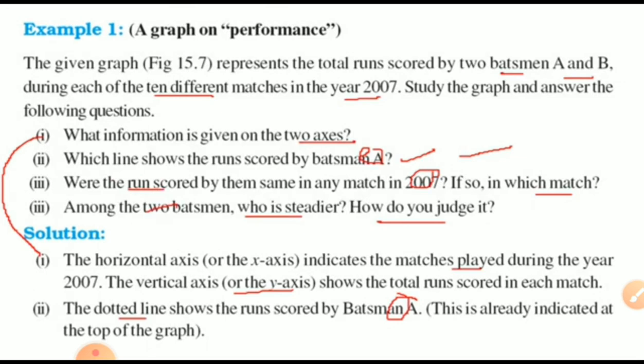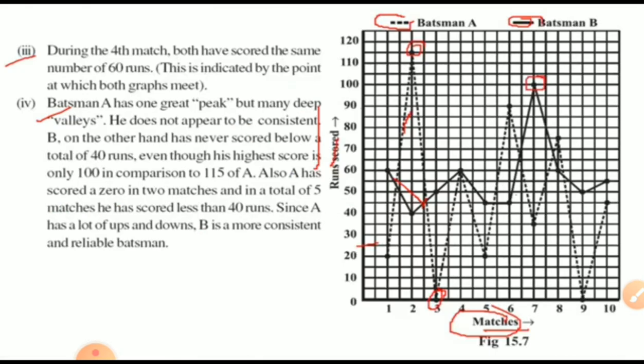Look here once again at questions 1, 2, 3, 4. The third question: runs scored by them the same in any match. During the fourth match, can you see? Both batsmen are equal, nearby 55 or 60 runs. Yes, they made 60 runs together. So batsman A also made 60 runs, and batsman B also made 60 runs.